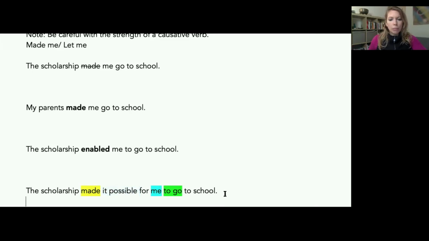And let's just say we want to say this in the simple present tense, like it's a fact. Scholarships make it possible for students to go to school. Okay, so that would be in the present. And if we were in the future, scholarships will make it possible for students to go to school.